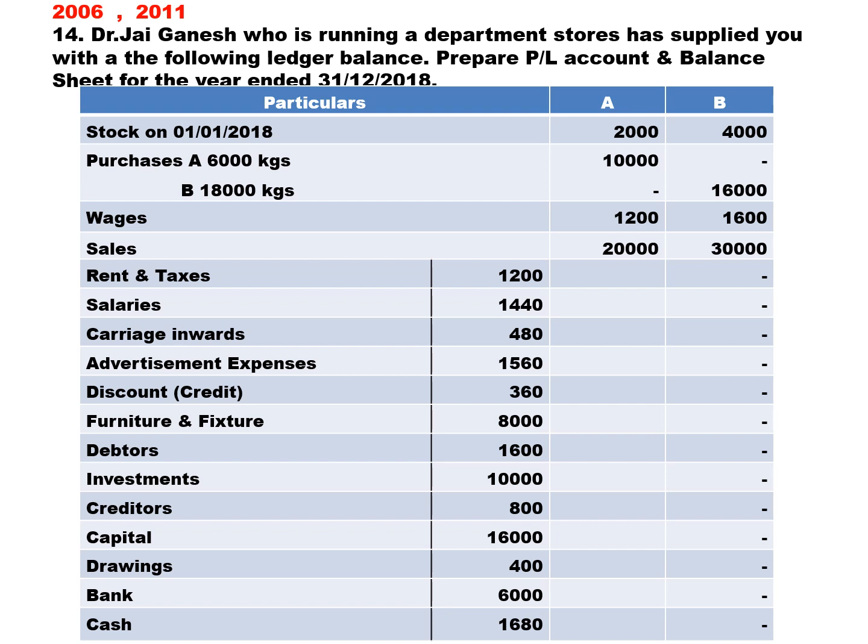Dr. Jaiganesh, who is running a departmental store, has supplied you with the following ledger balance. Prepare PL account and the balance sheet for the year ended 31/12/18. So we have opening stock 2,000 and 4,000. Purchases of A 10,000 and B 16,000. However, they have given you the materials purchased in terms of kgs. A have purchased 6,000 kgs, B have purchased 18,000 kg.